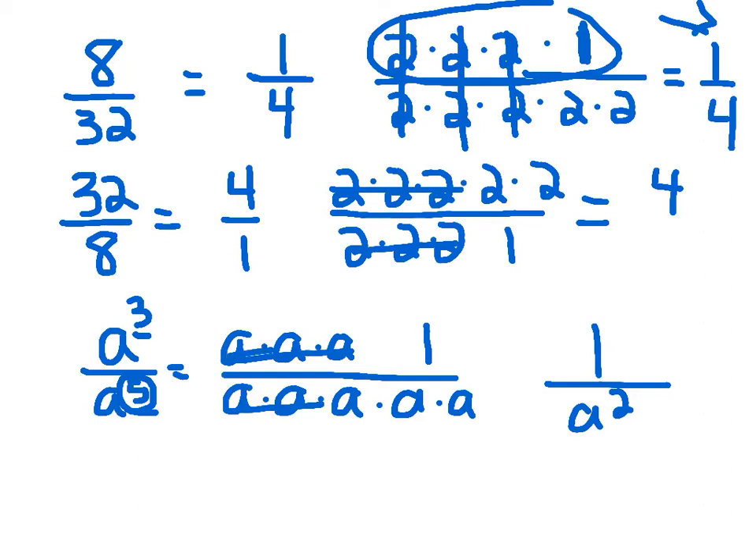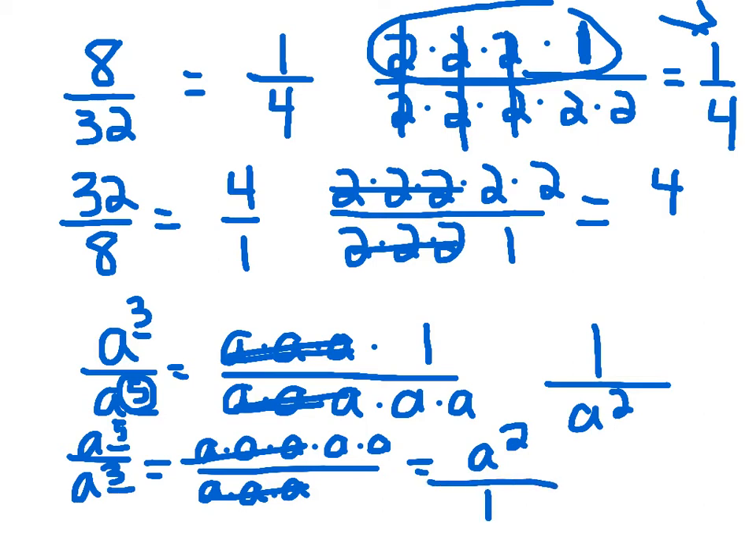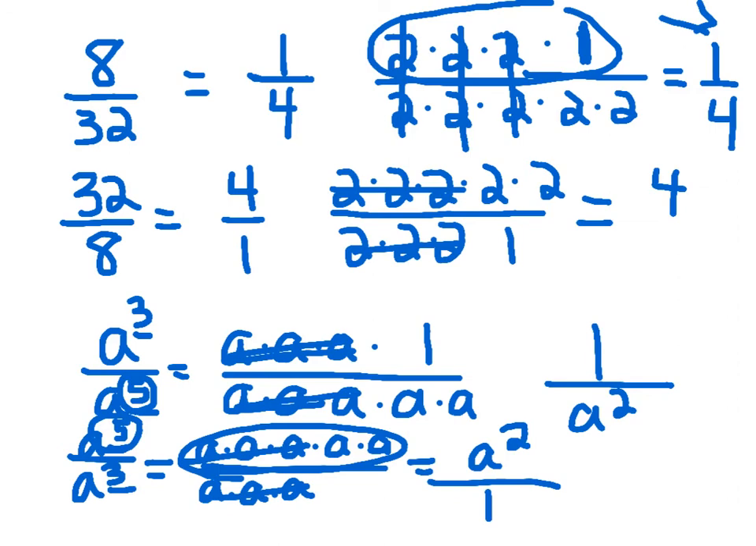Don't get fooled by this dropping out the 1 to think that there's nothing left here. It's still 1 on the top. On the other hand, if I have a to the fifth over a to the third, I'm going to have 5 on the top and 3 on the bottom. So when I simplify that, I have plain old a squared. 5 minus 3 is 2, and it goes in the numerator of the fraction, because the 5 was more. There were more a's on the top, or numerator, to begin with.